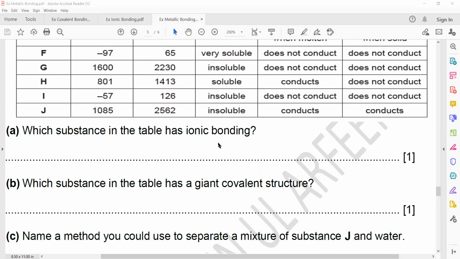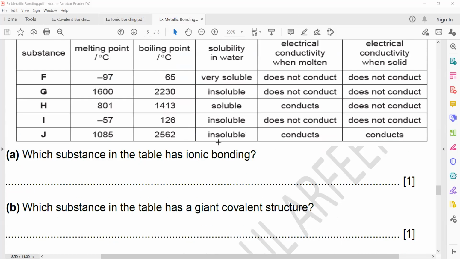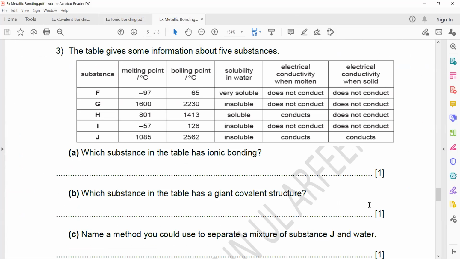Which substance in the table is a giant covalent structure? So which of them is a giant covalent structure? So G is the giant covalent structure, and here, H was ionic.